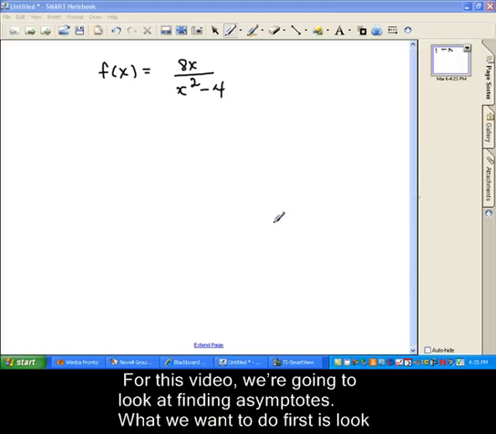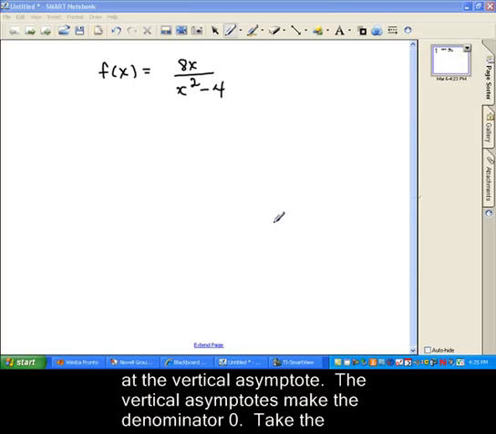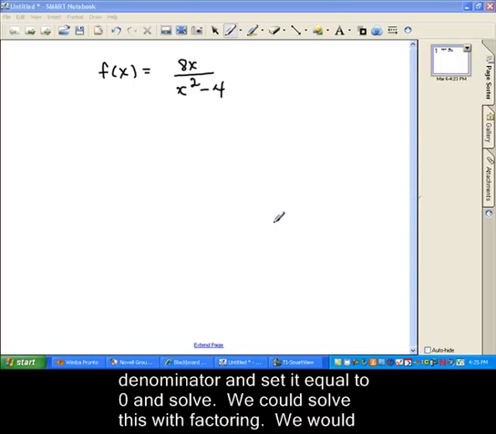The vertical asymptotes are anything that would make the denominator 0. So what you want to do to find the vertical asymptote is take the denominator, set it equal to 0, and solve in any of the ways that you know. So what we will do is we will take x squared minus 4, set it equal to 0, and we will solve. You would solve this equation by factoring.